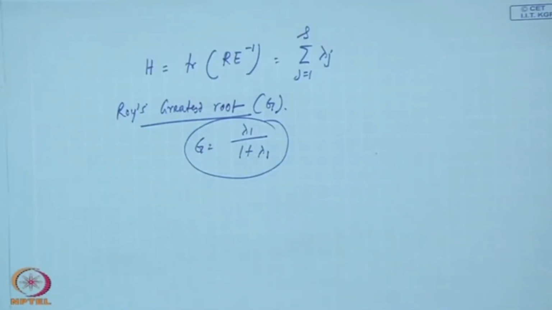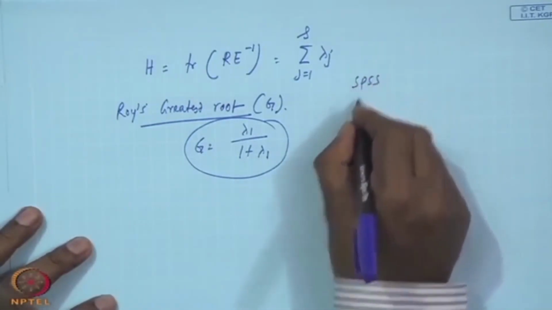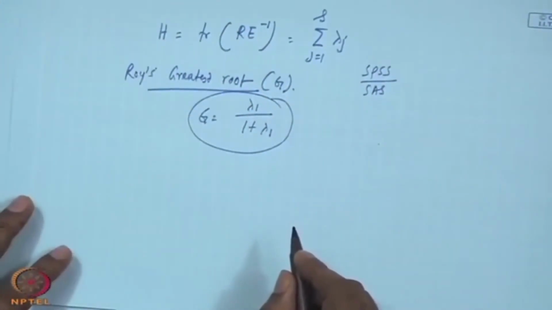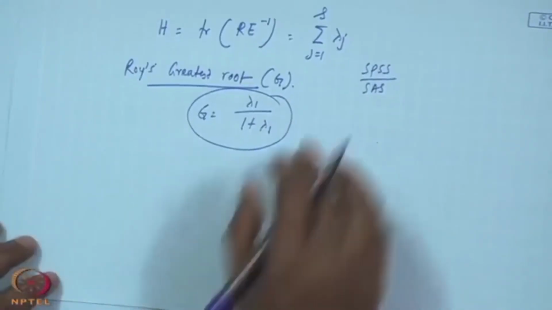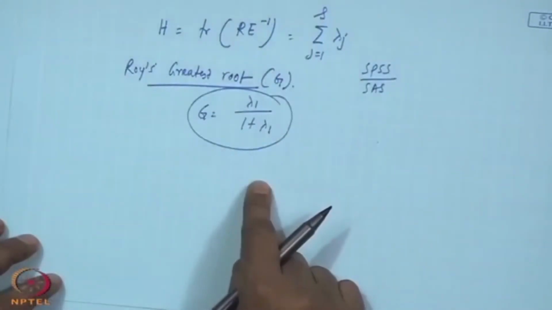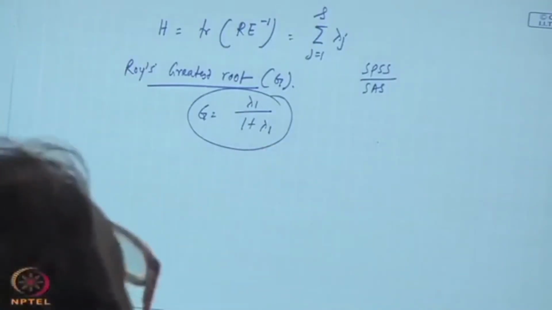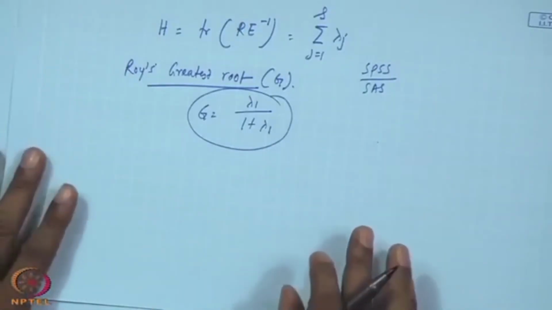All software, including SPSS and SAS, report all those statistics. Now please understand, these statistics are developed under H0. Most of the time we will find the F distribution. If this value is more than or equal to the cutoff value from the F distribution, then in that case you reject the null hypothesis.